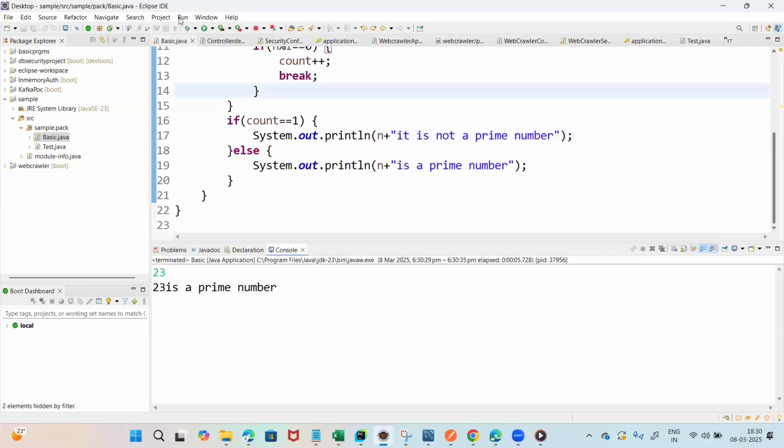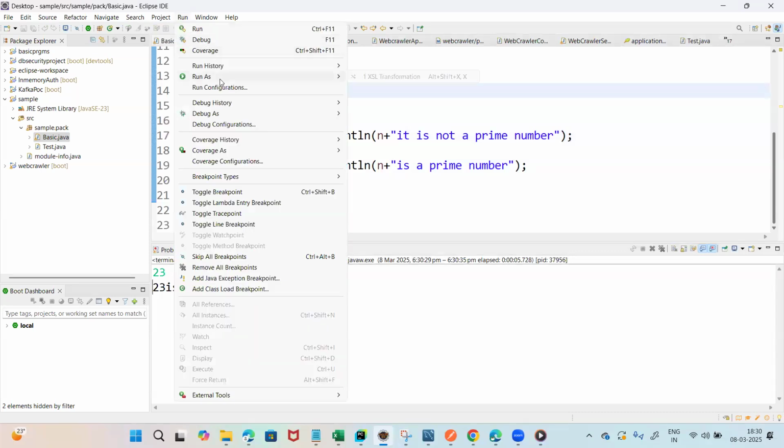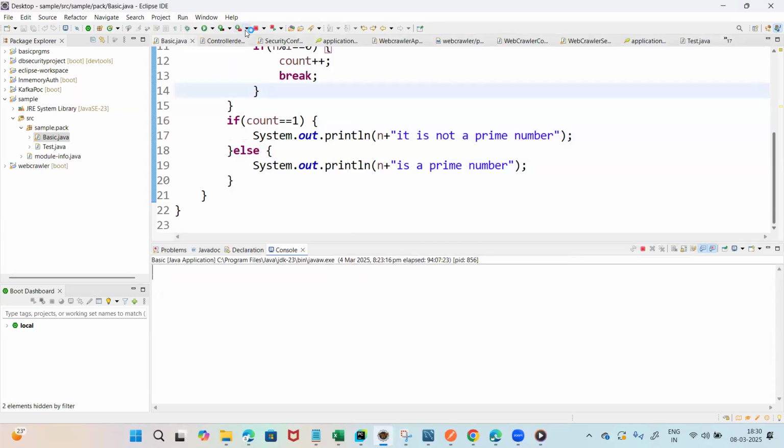46 is not a prime number, right? Clear, Gautam?